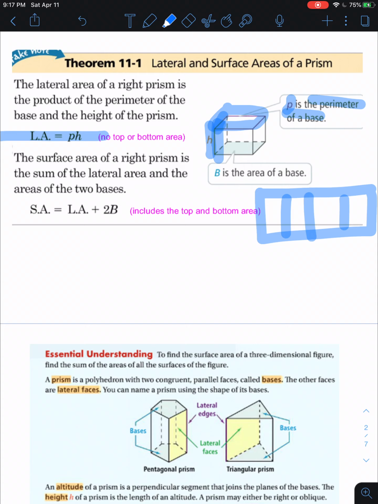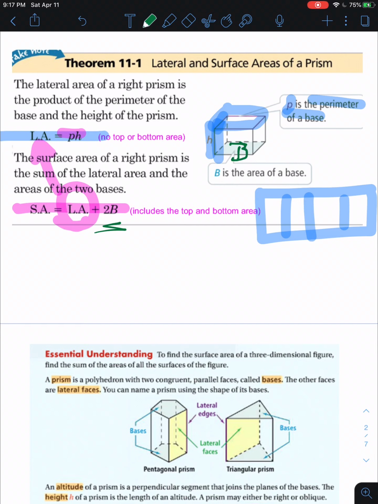Now, it also has a top and a bottom. And that's where the surface area comes in. If you take a look, our surface area is the lateral area. We just talked about that. That's that P times H, plus twice the base. Okay, 2 B's. The top and the bottom.